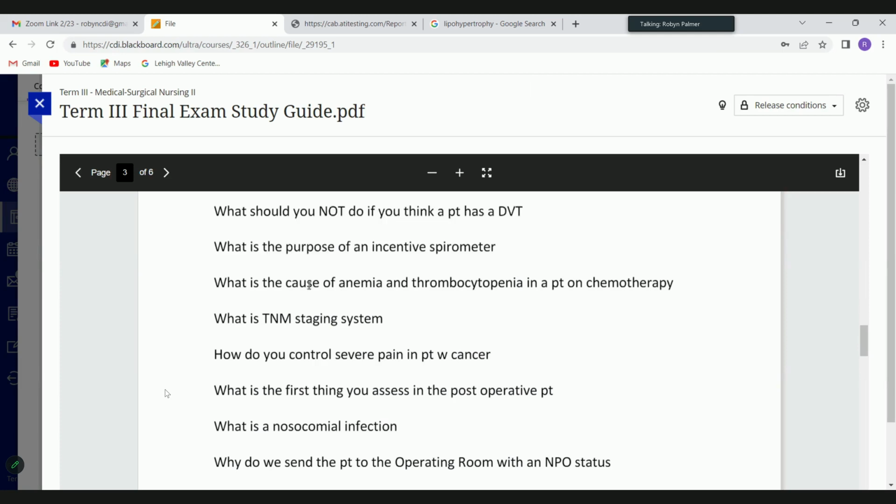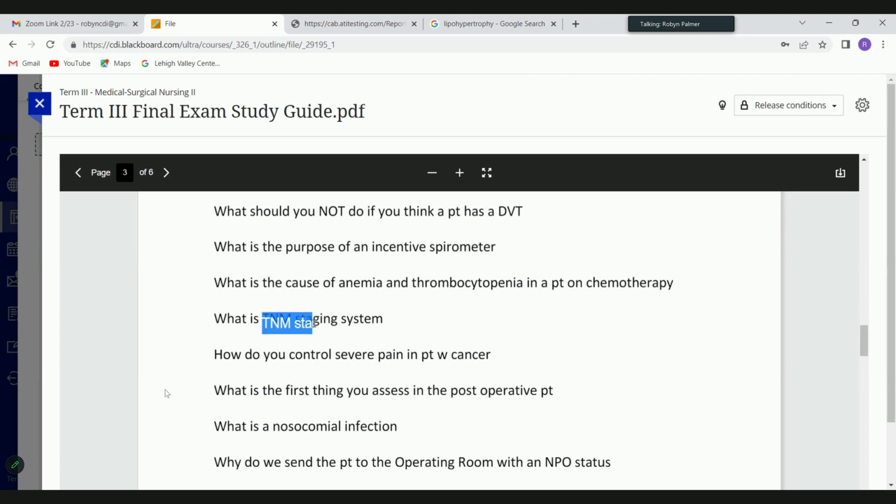Okay. What is the cause of anemia and thrombocytopenia if a patient's on chemotherapy? What is being suppressed? Their immune system and their bone marrow, right? So that's why patients get anemias, thrombocytopenias, leukopenias: their bone marrow is suppressed.